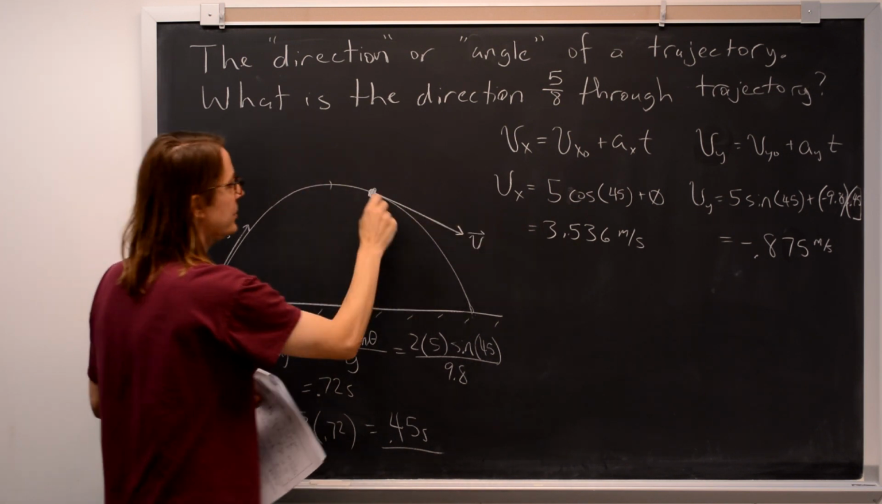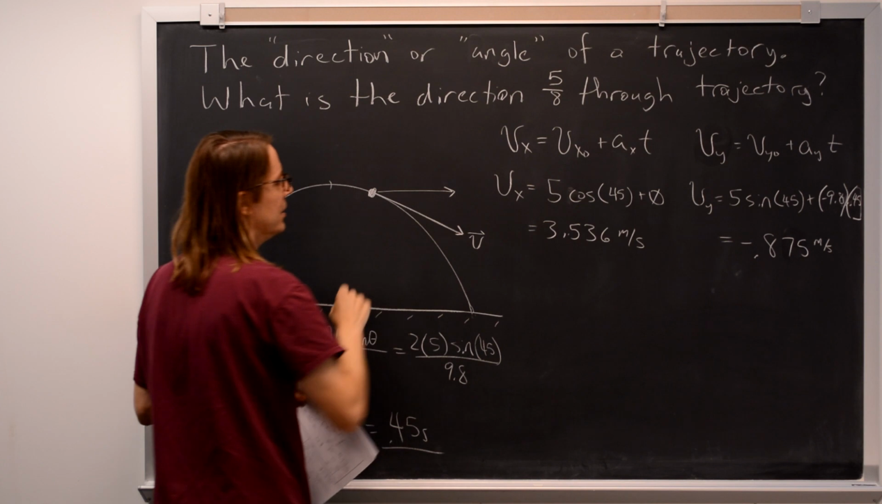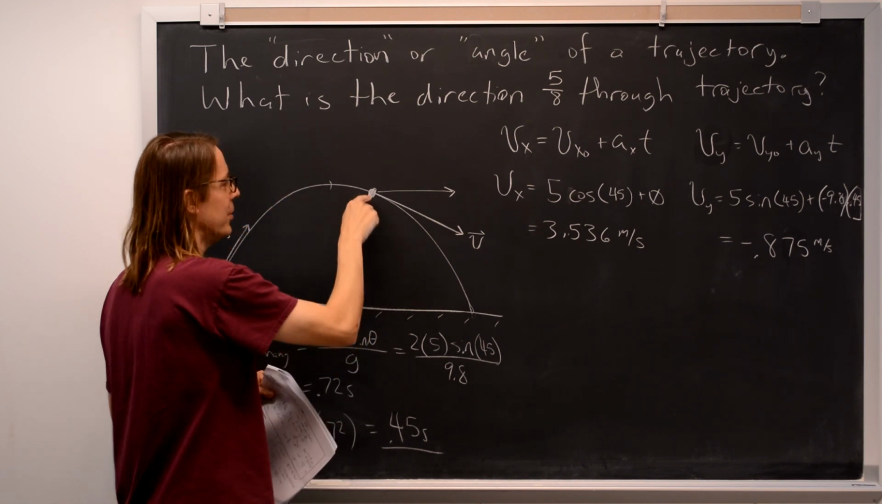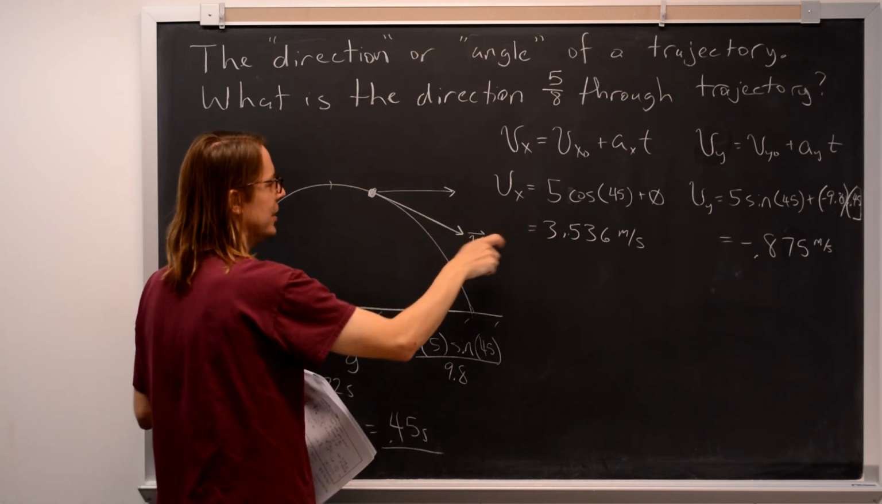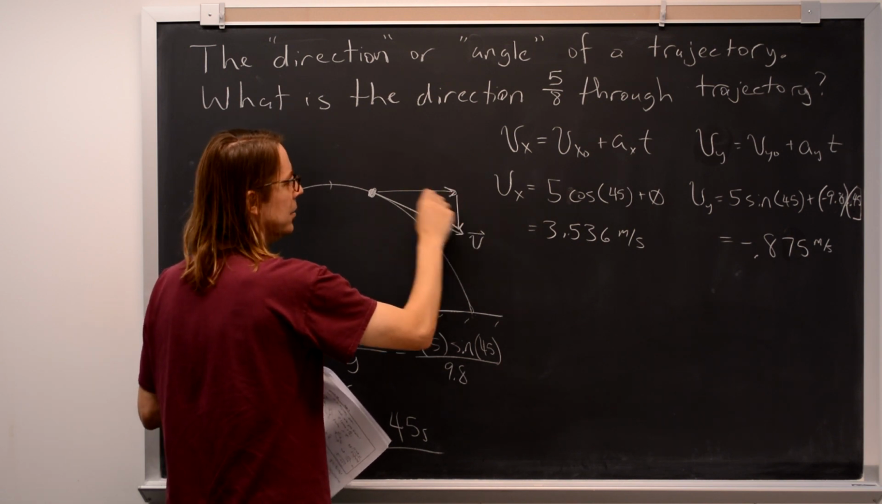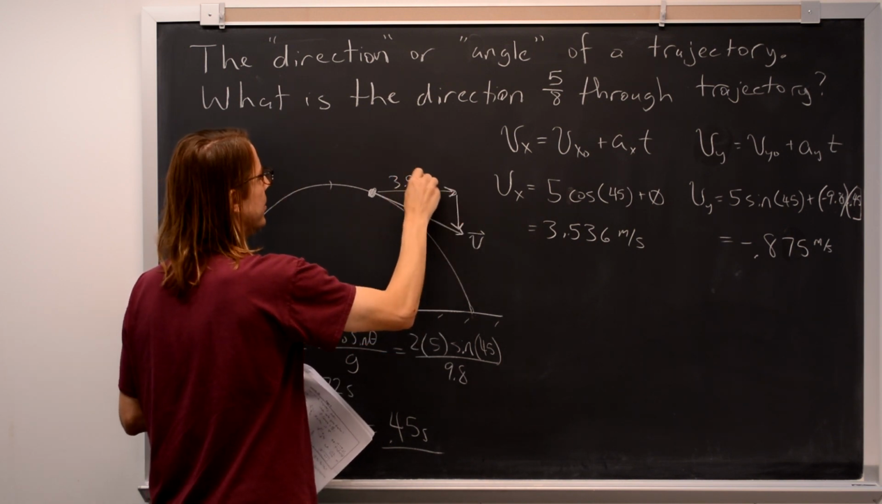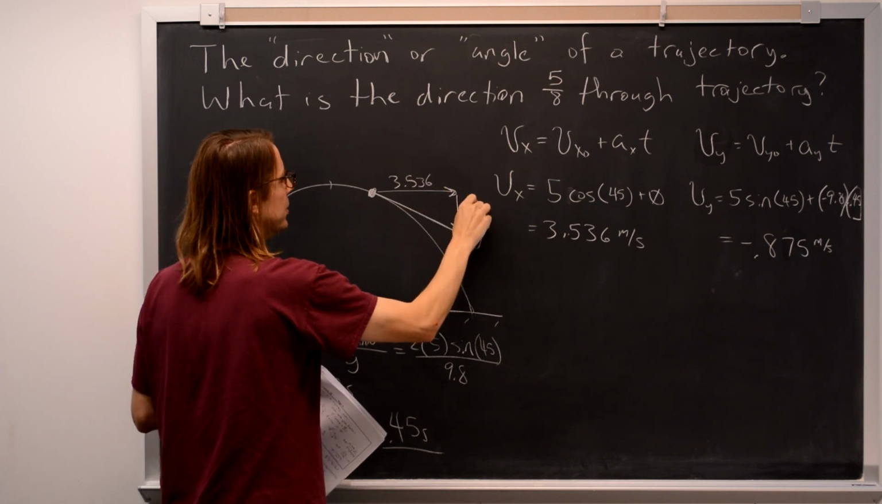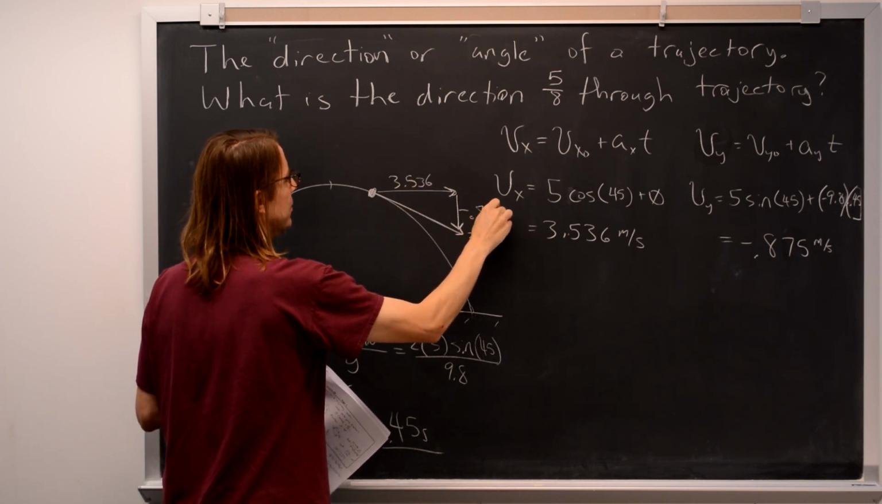The x component just remains constant. That's what it was in the beginning. And the y component you would expect to be negative, and the number is negative, sure enough. Let's go ahead and draw it right here. This was 3.536, and this is negative 0.875.